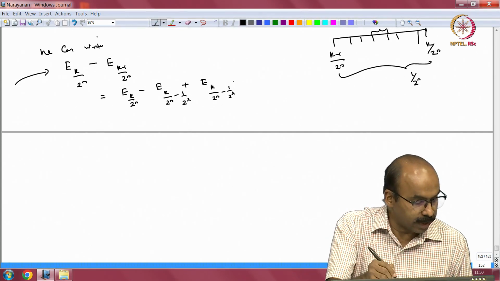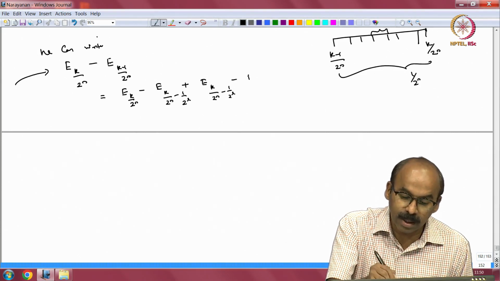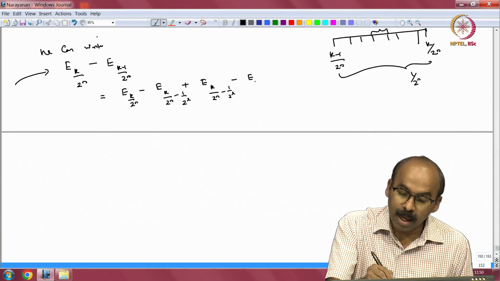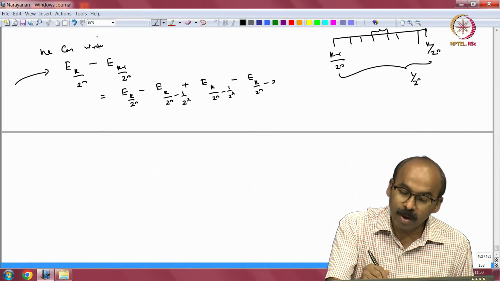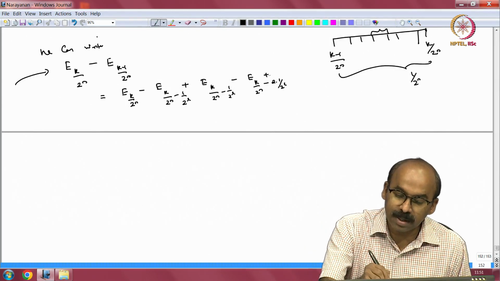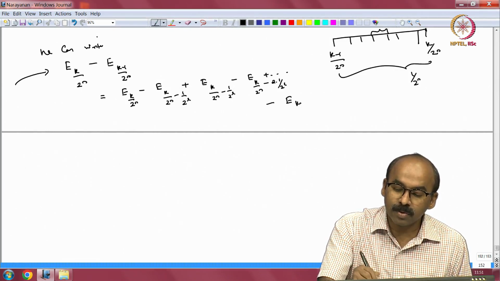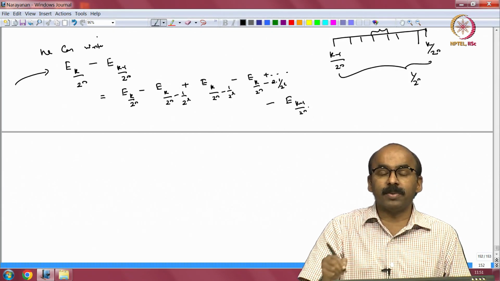So, the next one would be minus E of k by 2 to the n, minus 2 into 1 by 2 to the L, and so on, right. So, plus etcetera, etcetera, at the last I have E of k minus 1 by 2 to the n, right. I hope this is clear.